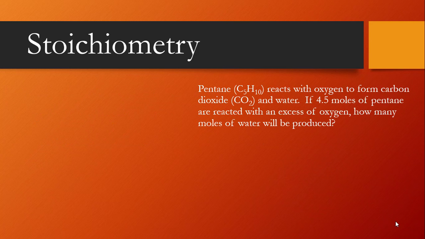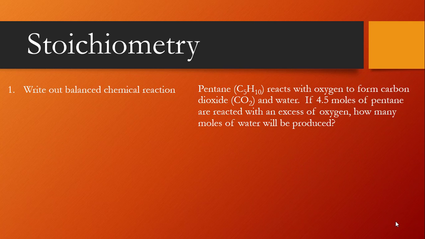So now one for you to do. Pentane is going to combust with oxygen, and it will produce carbon dioxide and water. You start with 4.5 moles of pentane. It's reacted with an excess of oxygen, so you have more than enough oxygen. How many moles of water should be produced? Stop, figure it out, come back, check your answer, and then I'll walk you through it. Go. And the answer is 22.5 moles of water should be produced.